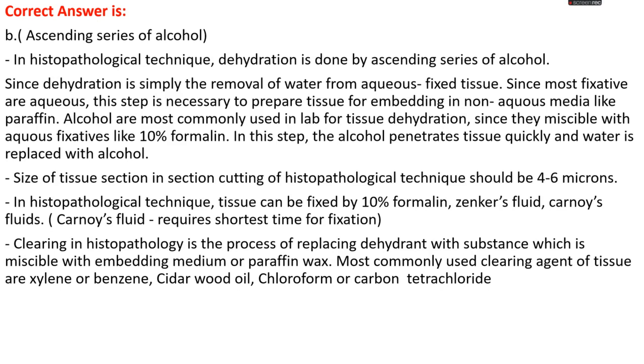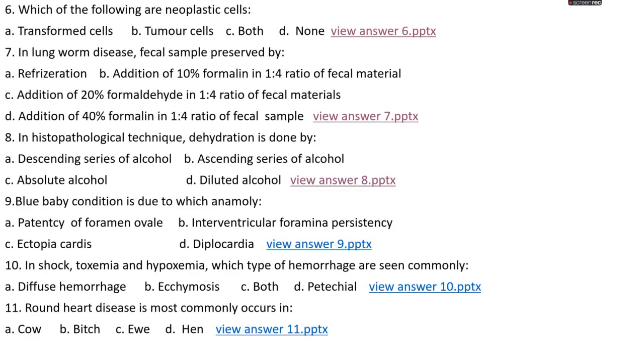Okay. Clearing is another step in the histopathology process. Clearing is the process of replacing the dehydrating agent with a substance which is miscible with the embedding medium, or paraffin wax. The most commonly used clearing agents for tissue are xylene or benzene, cedar wood oil, chloroform, or carbon tetrachloride, etc.